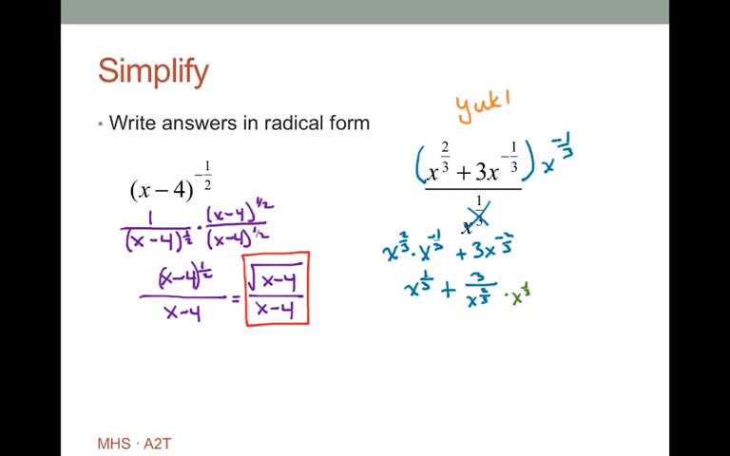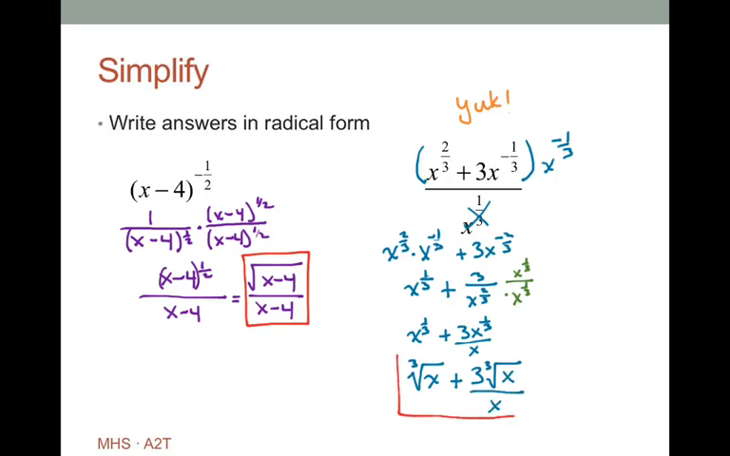So x to the 1/3, I multiply that, and I've got to multiply the top by it as well. I'm left with x to the 1/3 plus 3x to the 1/3 over x, or the cube root of x plus 3 times the cube root of x over x. And you cannot combine those terms further.